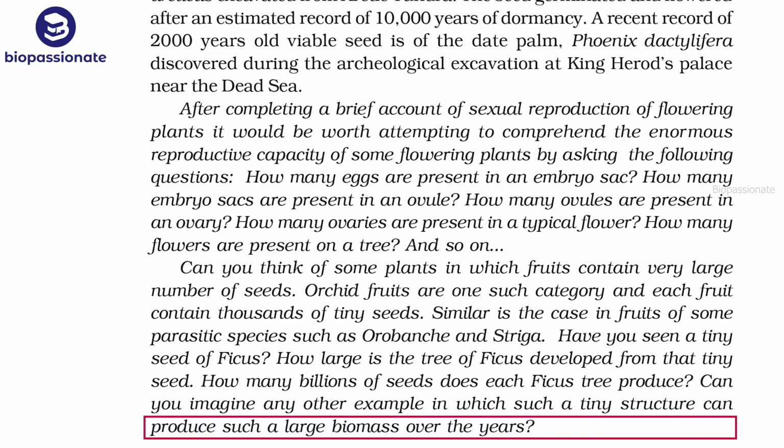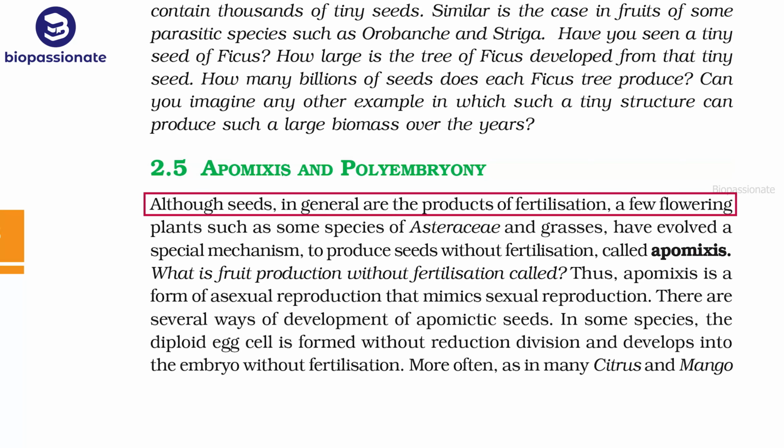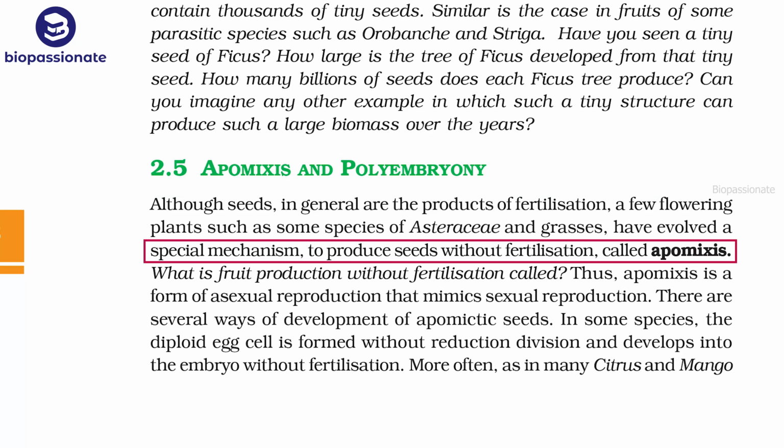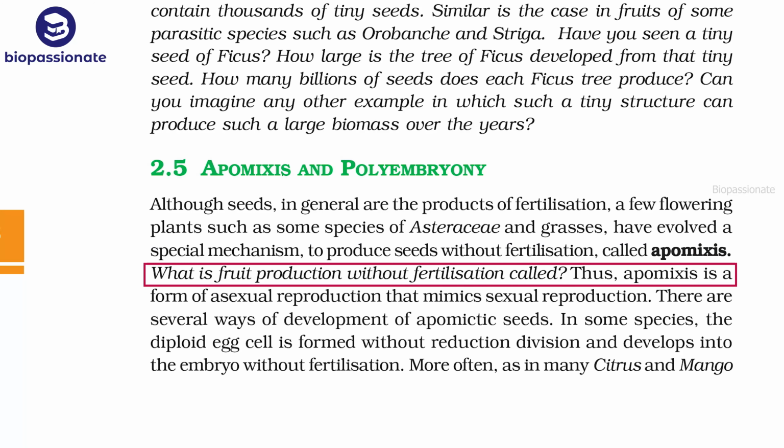2.5. Apomixis and polyembryony. Although seeds in general are the products of fertilization, a few flowering plants such as some species of Asteraceae and grasses have evolved a special mechanism to produce seeds without fertilization, called apomixis. What is fruit production without fertilization called? Thus, apomixis is a form of asexual reproduction that mimics sexual reproduction. There are several ways of development of apomictic seeds.